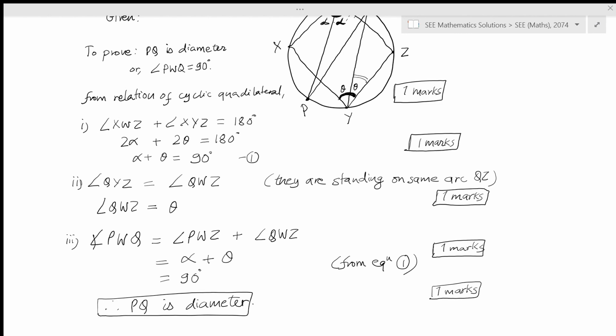This is how the marking system works for every kind of problem, not just for 5 marks, 6 marks, 4 marks, for everything. Okay, clear?